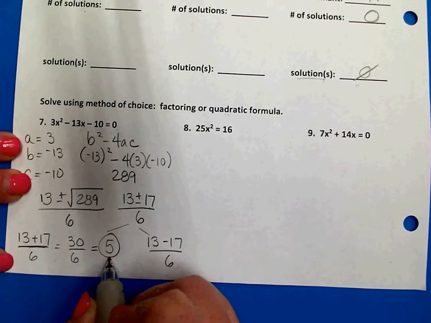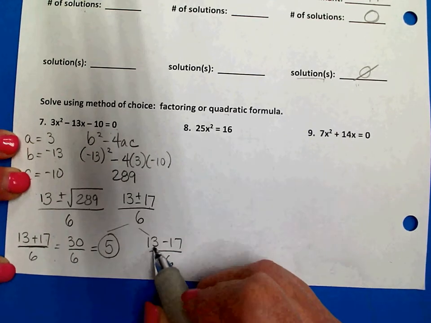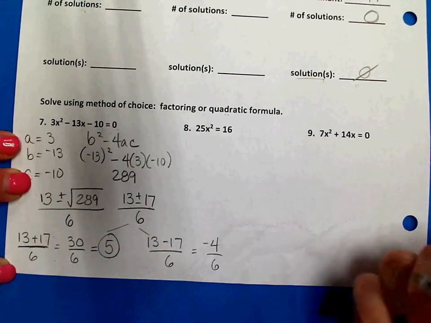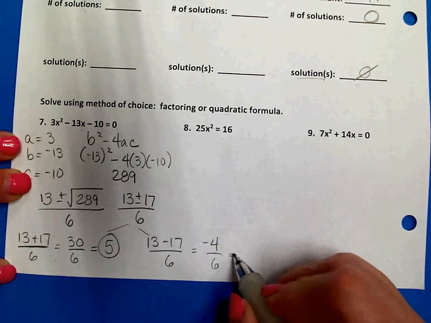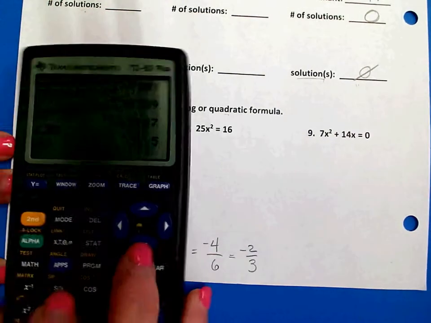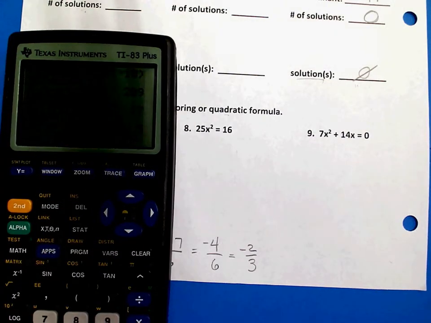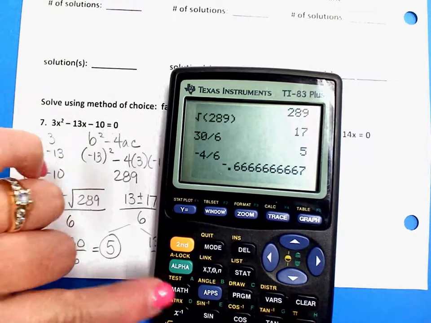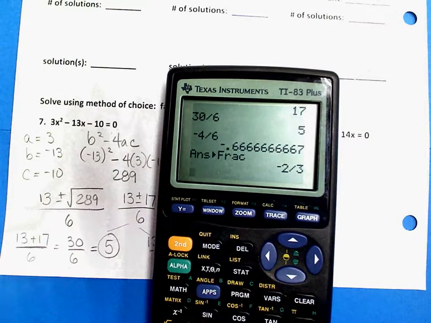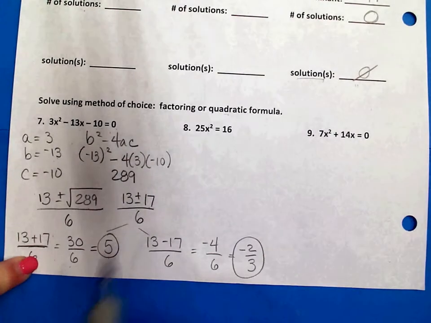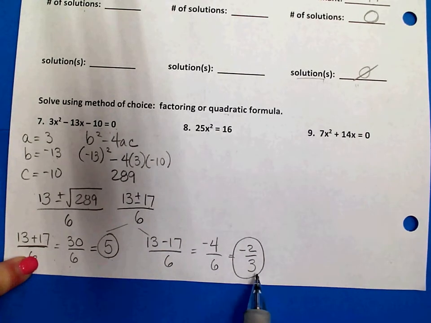There's my first answer. Remember, I'm getting 2. My second answer, 13 minus 17, is negative 4 over 6. You can reduce this, or type it into the calculator. If you type it into the calculator, it's going to make negative 0.6 repeating. That way you can see it. So if I got that, I would probably math, enter, and see that it makes negative 2/3. So my 2 answers, x equals 5 and x equals negative 2/3.